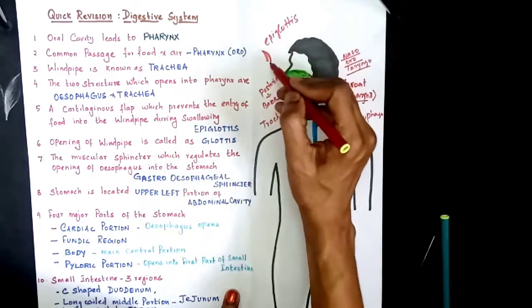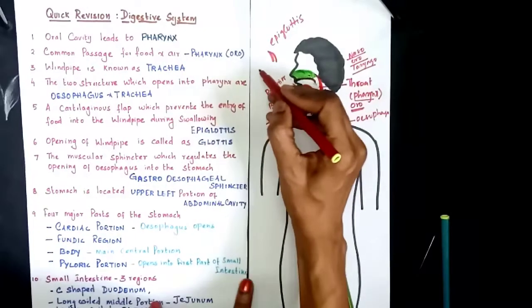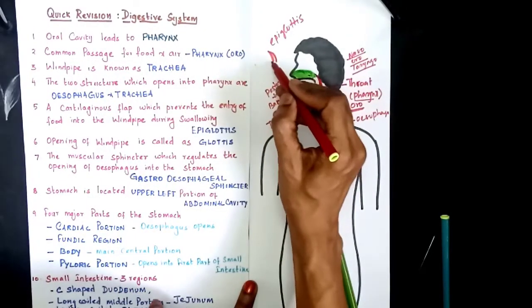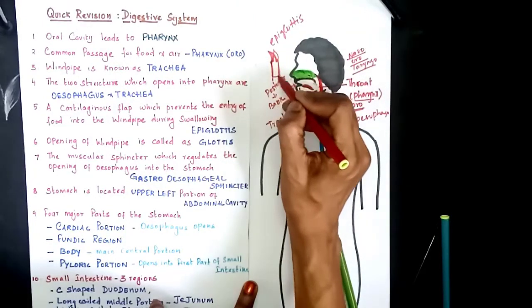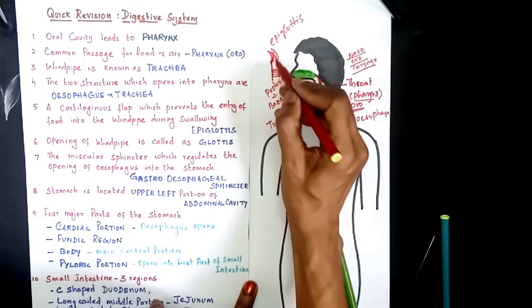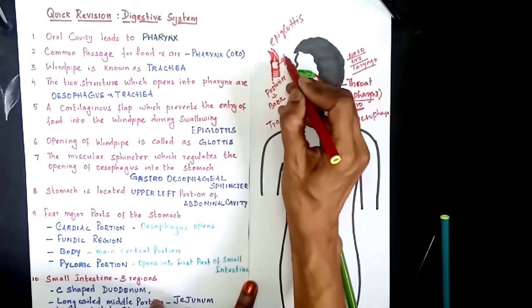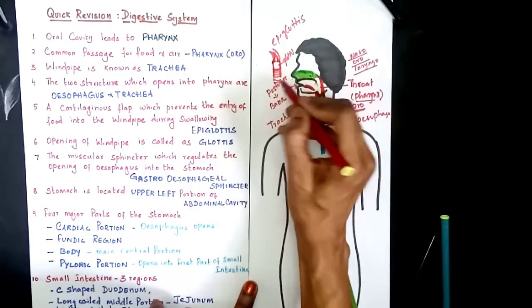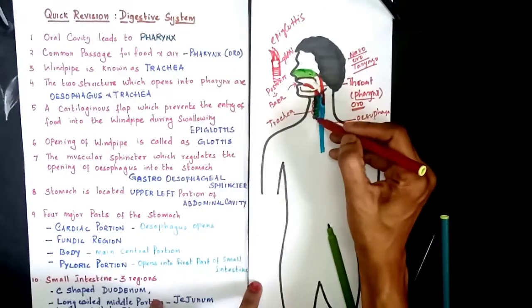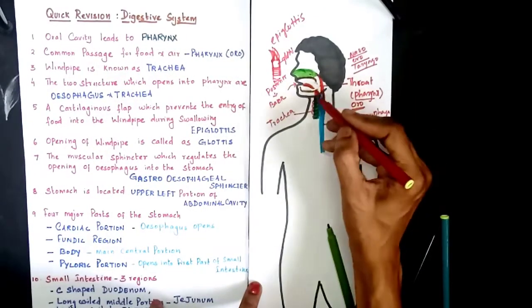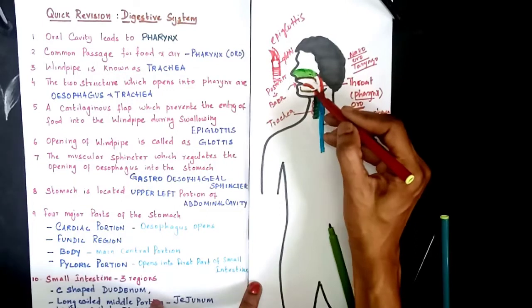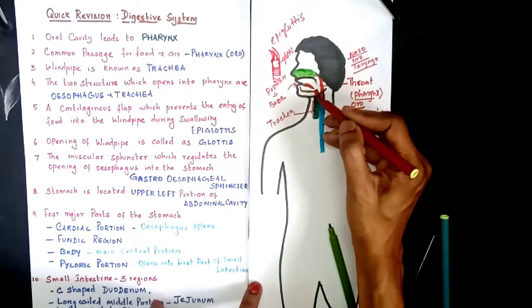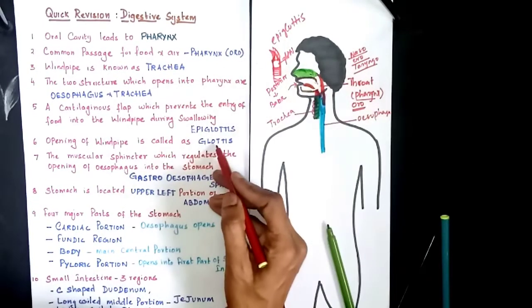Now I'll draw it here. This is the epiglottis, the flap-like structure which sits here. This is the larynx, and this region is the glottis. Here you have the trachea, so this is the tracheal pathway. Here it divides and enters into the lungs. The beginning is the epiglottis. Just below the epiglottis you have the glottis. So the opening of the windpipe is called the glottis.